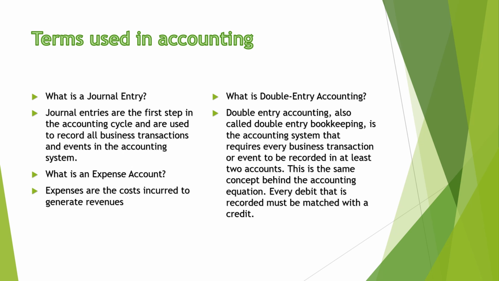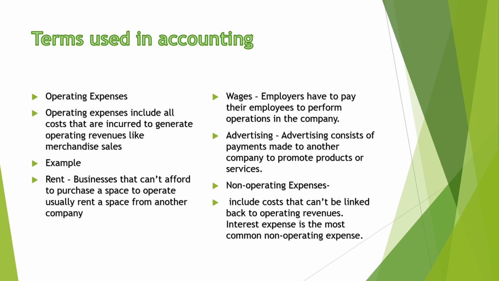What is the double entry system of accounting? Double entry accounting is also called double entry bookkeeping. Under this system, every transaction requires two-sided recording. At least two accounts are maintained. This is the same concept behind the accounting equation. Debit must be equal to credit, and assets must be equal to capital plus liabilities.